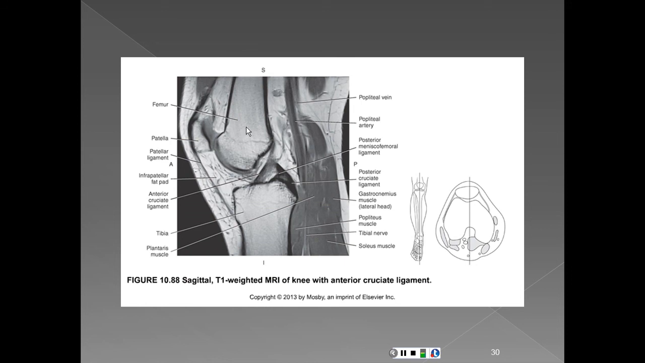So we have a sagittal section with the femur and patella. There you have a good picture of the posterior cruciate ligament, which is this whole entire black band. We know that this is the tibia. The soleus muscle, a very important muscle. The gastrocnemius muscle, an important muscle of the back leg. It is that big meaty portion of the back leg. Good picture of the popliteal artery and the popliteal vein.